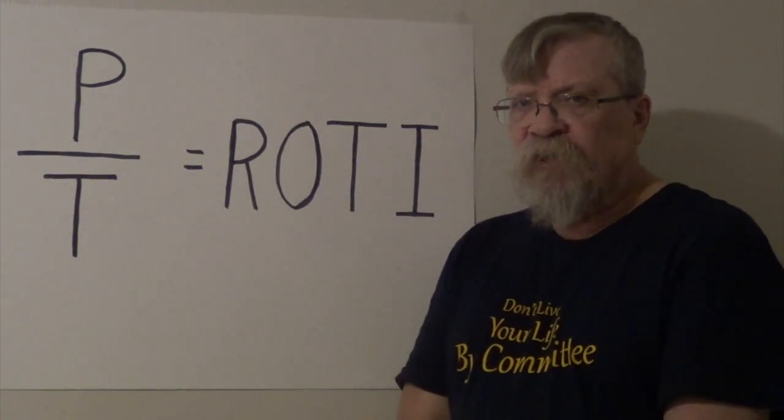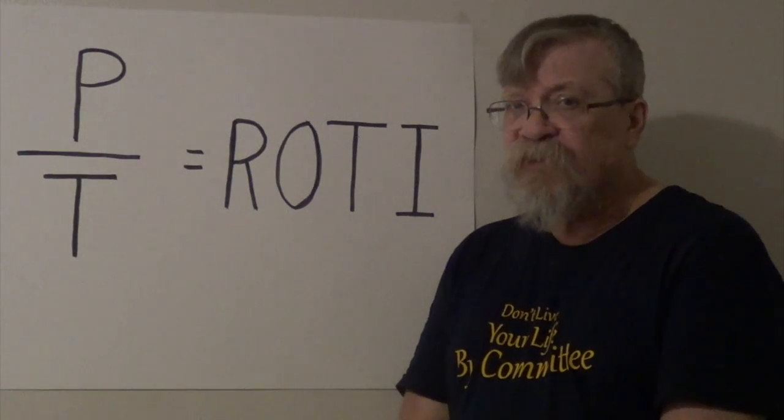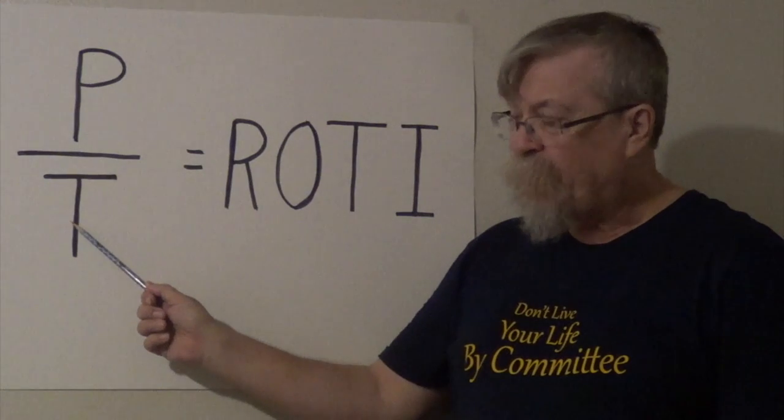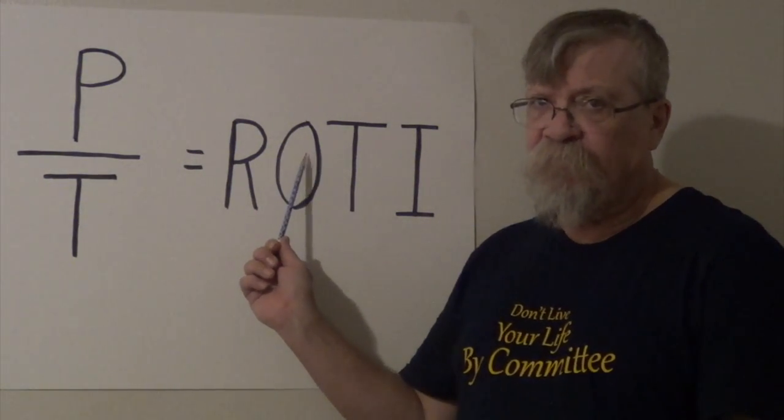How much are you getting paid for what you do? Say, for example, you work a merchandising job at a store that pays $30 and it takes you 3 hours to do that job. That would be $30 divided by your 3 hours. It would equal a $10 ROTI.